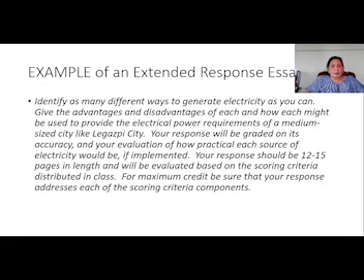You are telling them that their response will be graded on what aspects? On accuracy and their evaluation of how practical each source of electricity would be if implemented. So in other words, they can let their imagination go wild. But is it practicable as far as Legazpi City is concerned?